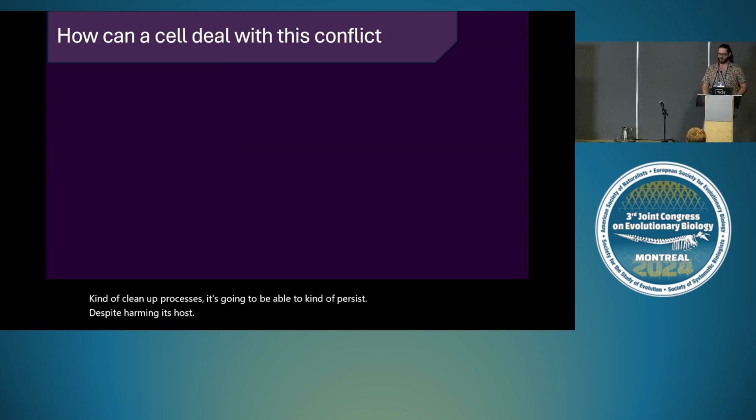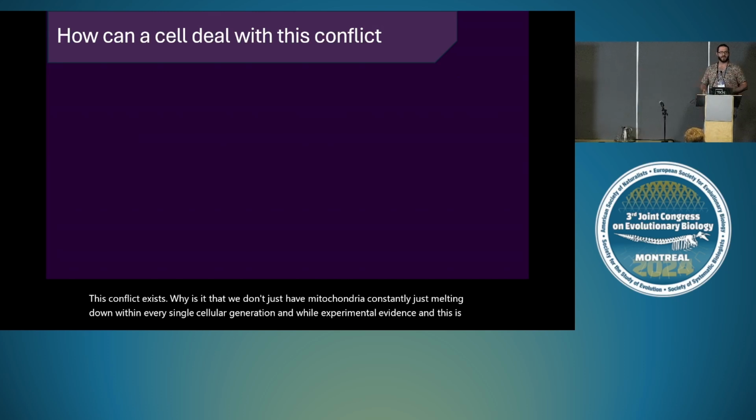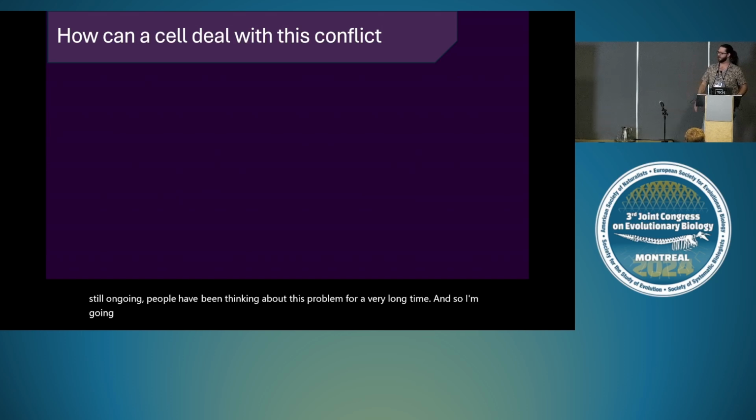So if this conflict exists, why is it that we don't just have mitochondria constantly melting down within every single cellular generation? While experimental evidence in this is still ongoing, people have been thinking about this problem for a very long time. And so I'm going to talk about some of the different levers that a host cell has to modulate this selfishness within an individual mitochondria.